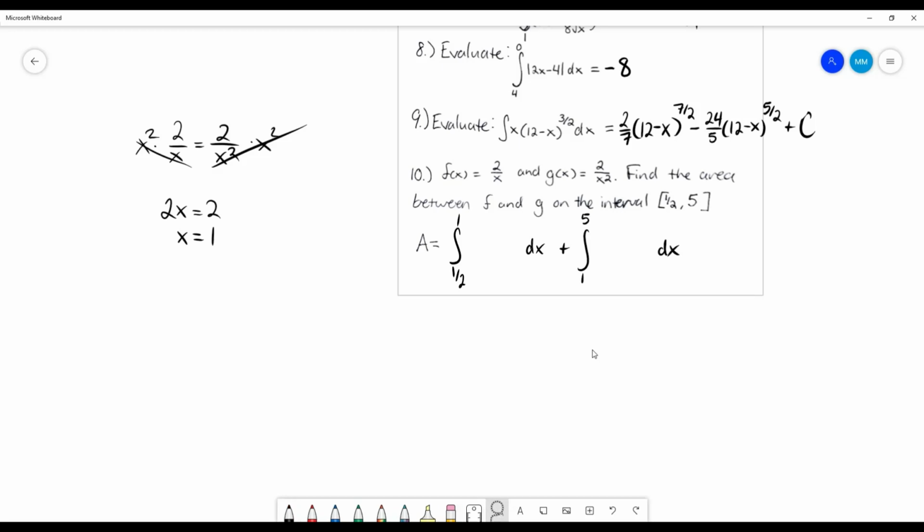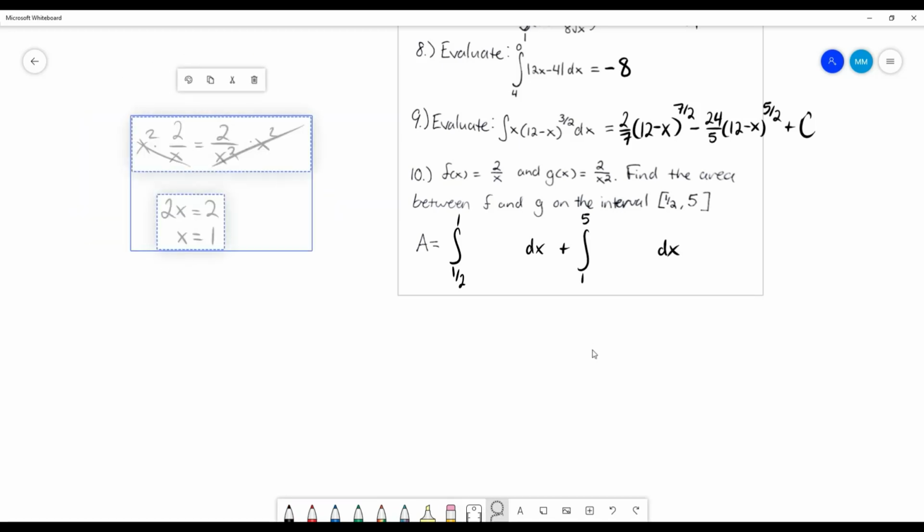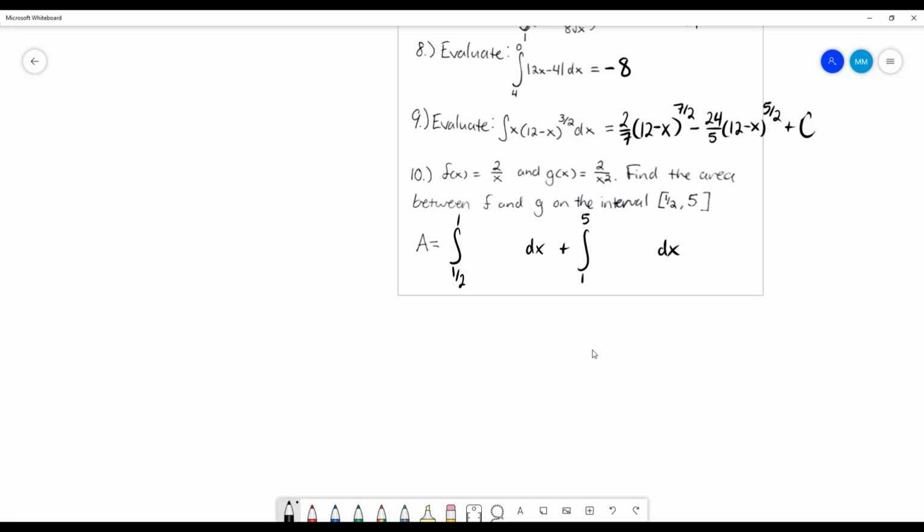Now we just need to figure out which function is on top for each of those integrals and then do them. So in between 1/2 and 1, I'll plug in maybe 3/4. So f of 3/4 is 2 over 3/4, which is 8/3, or 2 1/3 if that's easier to understand.